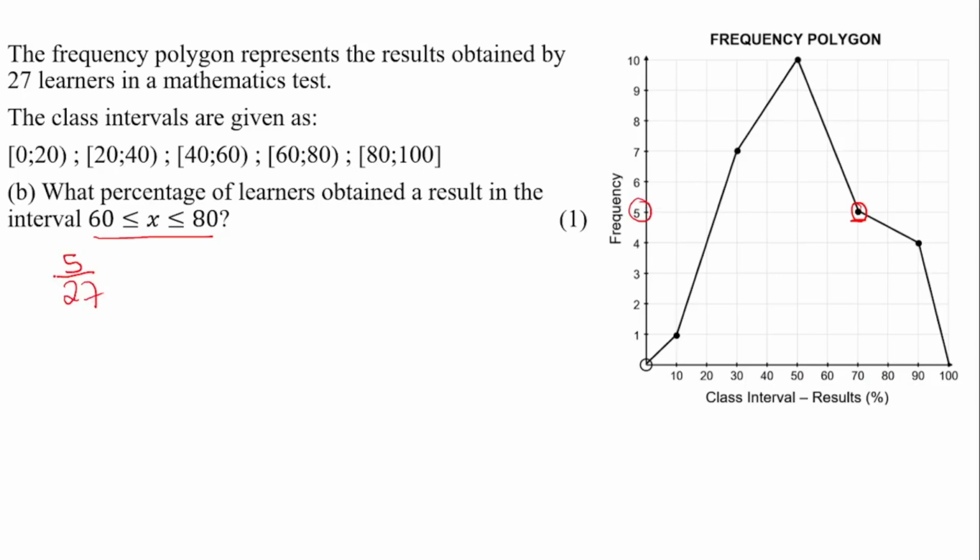This is a fraction. How do you convert a fraction to a percentage? You just multiply by 100 over 1. Okay, you don't need to put the percent here, but if you want to put the percent you can, but don't put it in the calculator. Just say times 100 in the calculator, and then you write your percentage, becomes 18.5%.